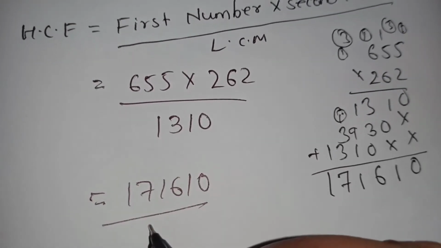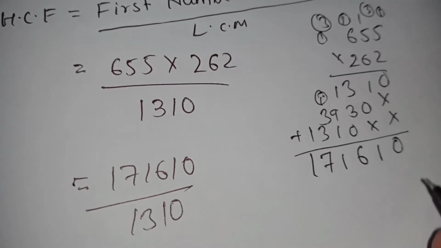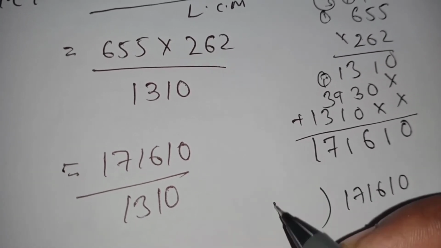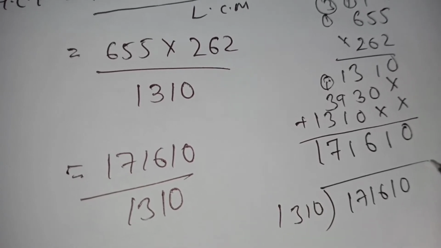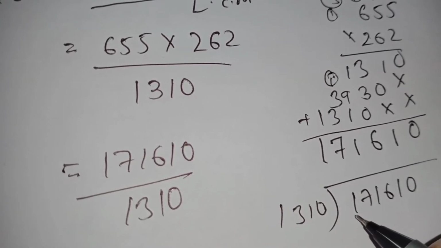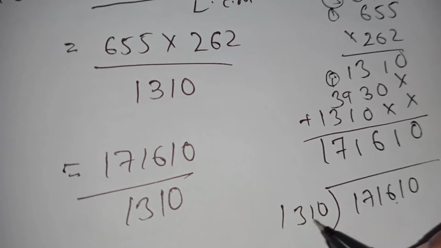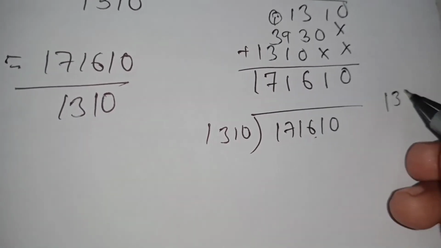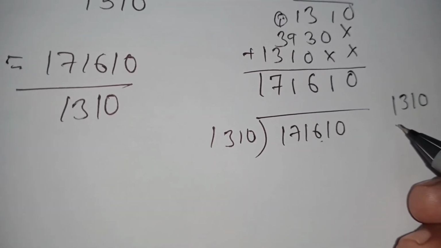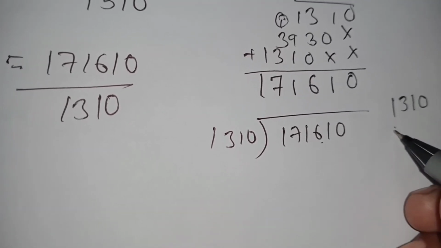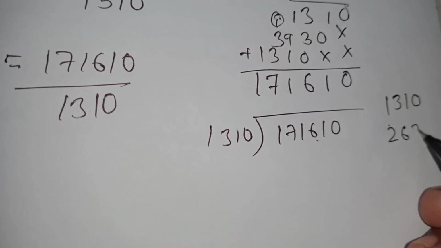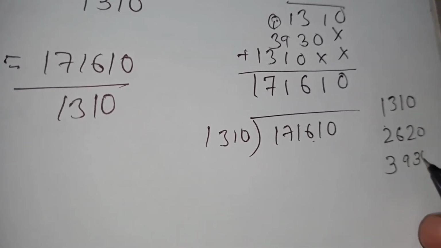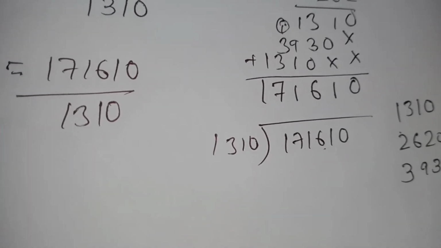Now what we will do? We will divide this by 1310. Now we know that we have to take 4 digits because this is a 4 digit number. So let us first write the table of 1310. 1310 ones are 1310, 2 twos are 2620, 3 threes are 3930.